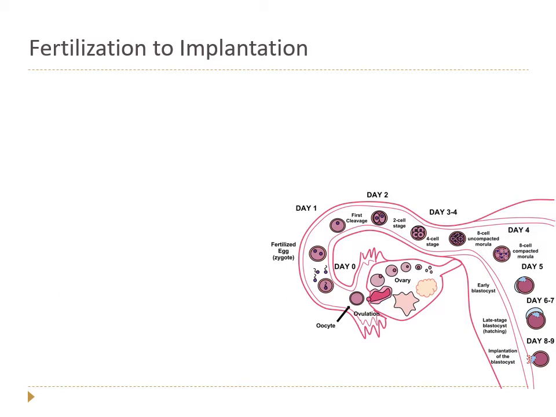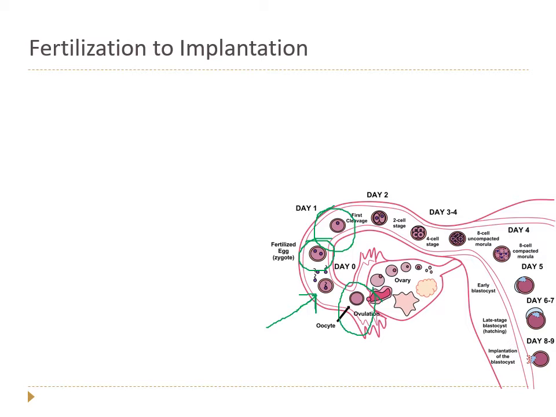The zygote then, so let me see if I can use my little pen here. So we had ovulation, there's our oocyte. Fertilization occurs. Here are the two pronuclei coming together to form the zygote. So that zygote now is a single cell, just one cell. It's relatively large. It's almost the size of a pinhead, about 1 millimeter in diameter. So you can see it with the naked eye, but just barely.